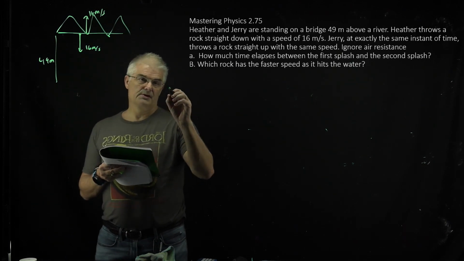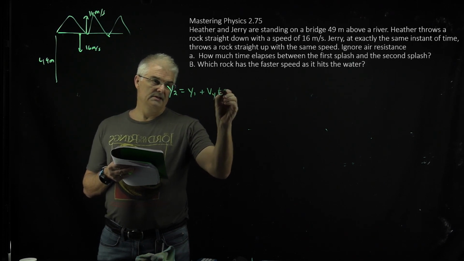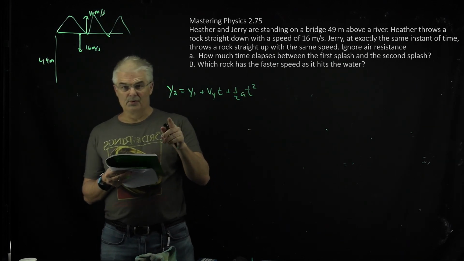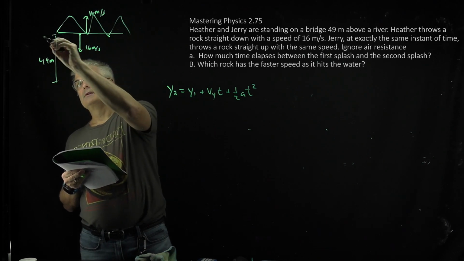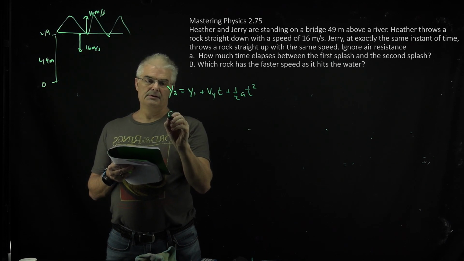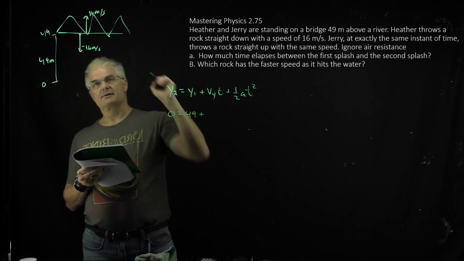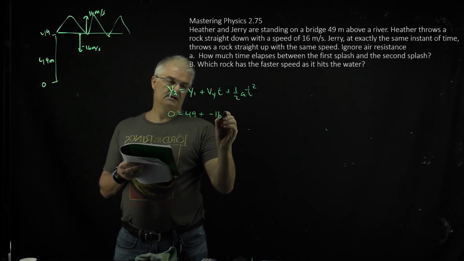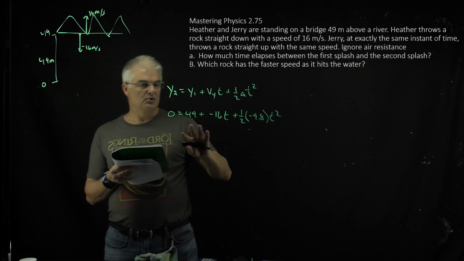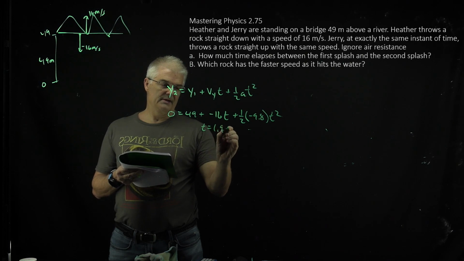So you're going to use the equation y2 equals y1 plus vyt plus 1/2 at squared. And we could figure out all this, but we know the y1 is 49 and the y2 is 0. So that's going to be 0 equals 49 plus, and actually if this is 16, this is negative 16, right? Plus, let's say negative 16t plus 1/2 times negative 9.8 t squared. Use quadratic formula to solve this problem, and I get t equal to 1.9 seconds.